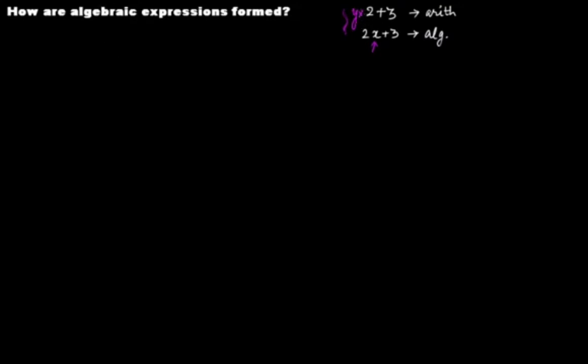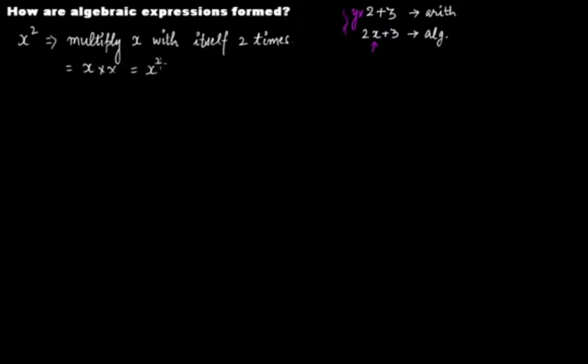Now, if we have an algebraic expression x squared, how is it formed? You will say that it's formed by multiplying x with itself 2 times. That is, it becomes x times x. Multiply x with itself 2 times, this gives you x squared. What do we say? We call it x squared, or we say x raised to the power 2.